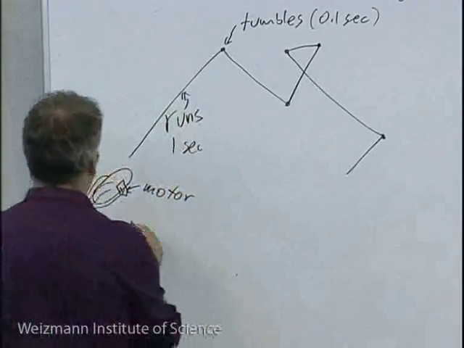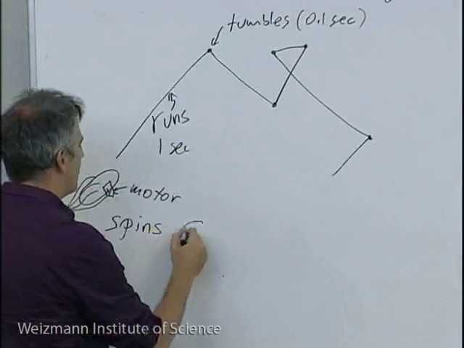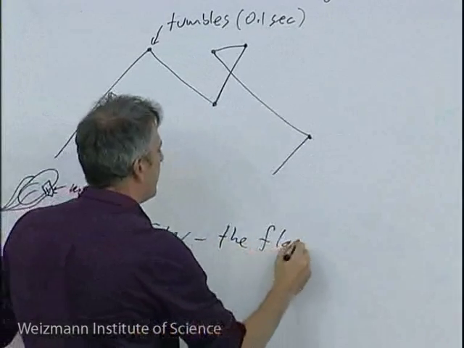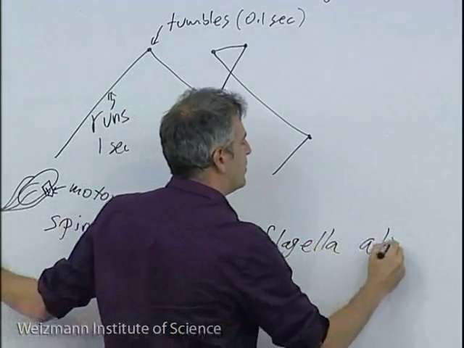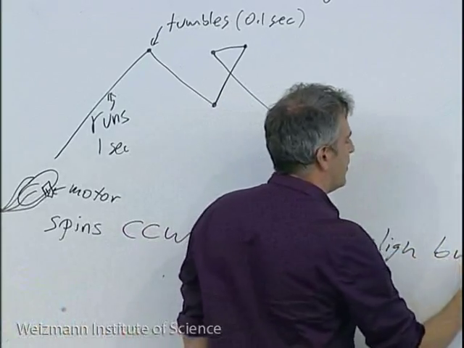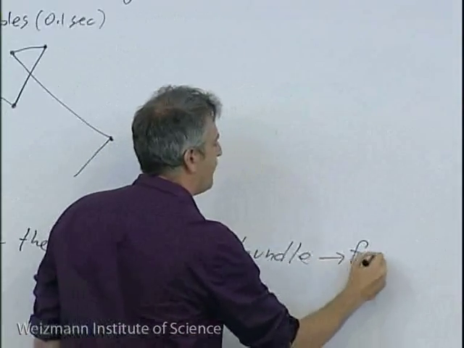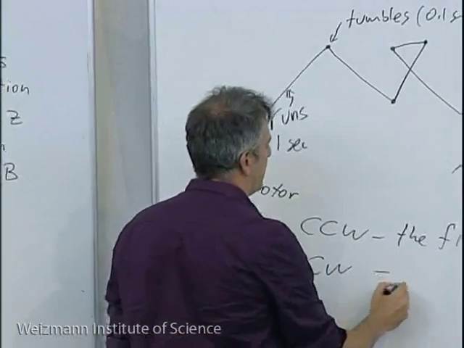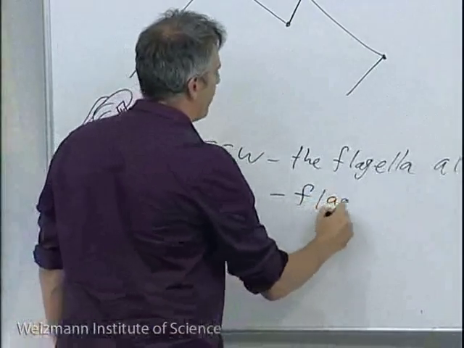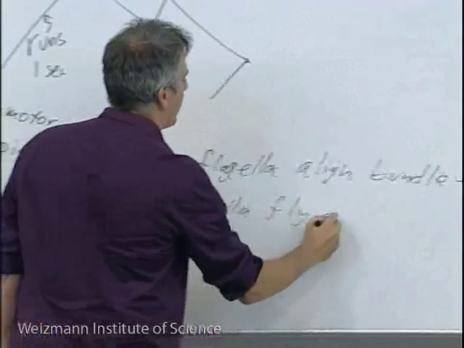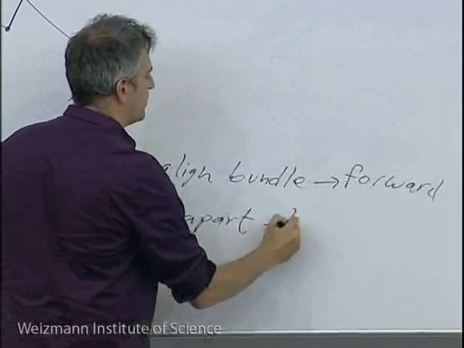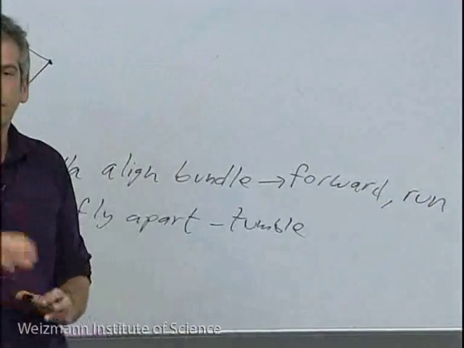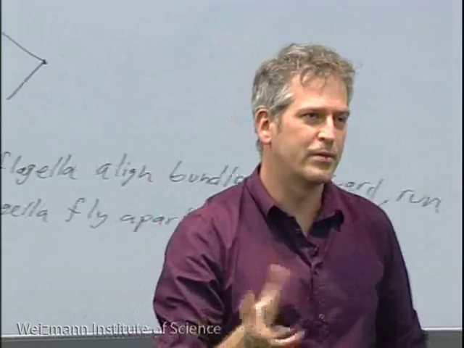The motor spins counterclockwise. The flagella align into a bundle that pushes the cell forward. And if it spins clockwise, the flagella fly apart, causing a tumble. So this motor has clockwise and counterclockwise directions.